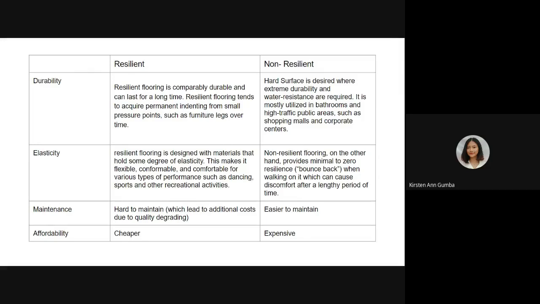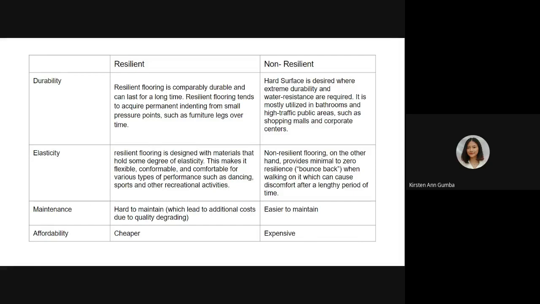So, since resilient materials are more on the flexible and softer side, applying pressure on it for long periods of time can cause it to adapt to the area where pressure is applied, leaving dents. For non-resilient materials, hard surface is desired where extreme durability and water resistance are required. Common applications of these are in bathrooms and high traffic public areas such as shopping malls and corporate centers. Non-resilient flooring, however, is always at risk of cracking.